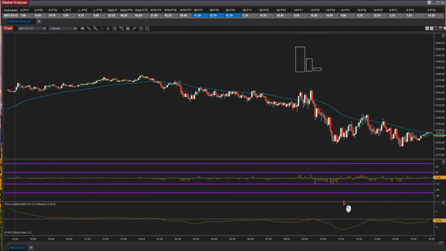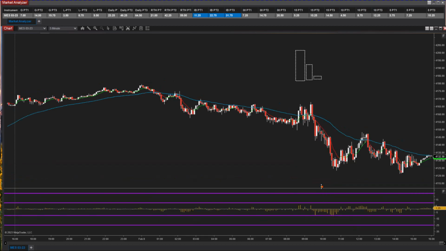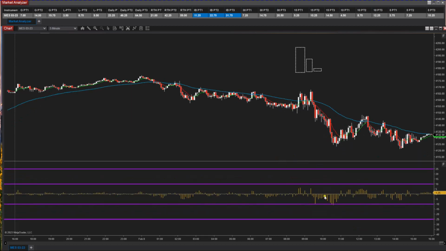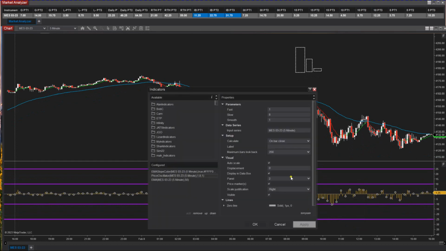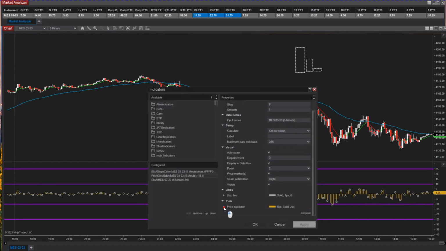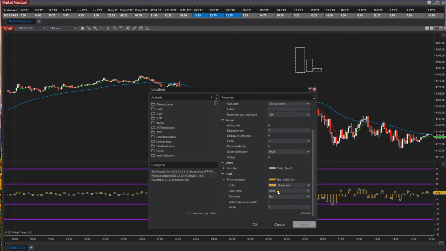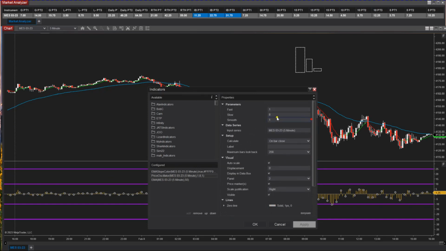So how I do it is I change the settings. I first change that line to a bar. And so you would just go into the indicator and change the plot from a line to a bar. So that would be right here. Change it from a line to a bar. And then you can change your moving average that you want to measure price away from that moving average.